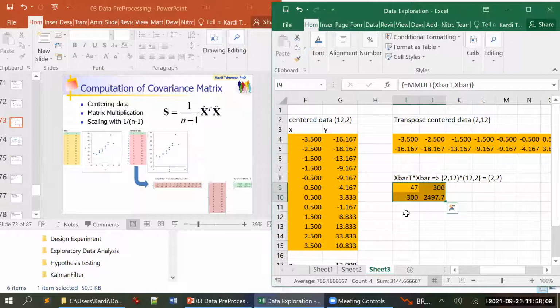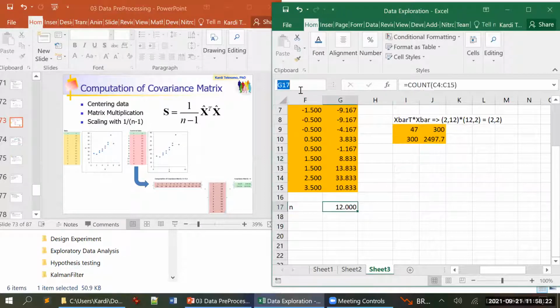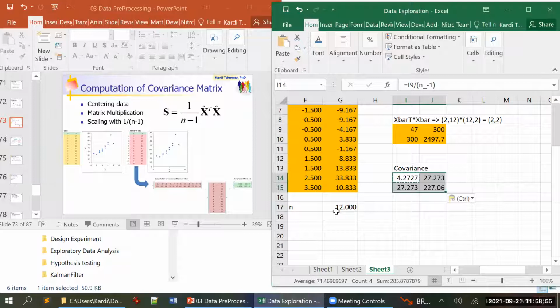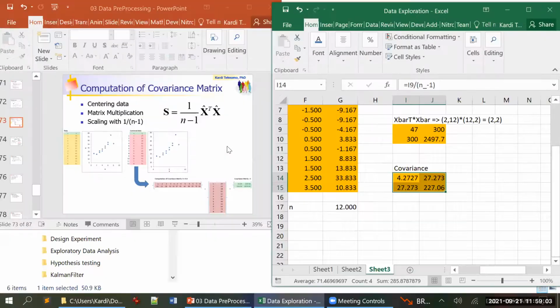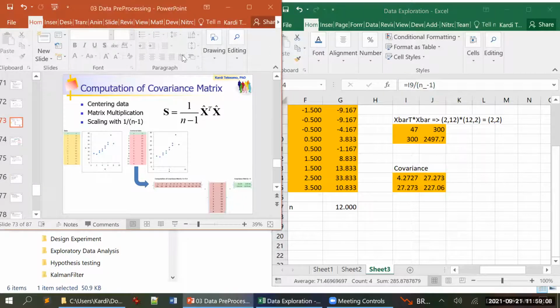But this is not yet covariance. To get the covariance, I need to divide this by n. Where's the n? Okay, let's call this n. To get the sample covariance, I got this X bar transpose times X bar divided by n minus 1. Okay, so this is the result of the covariance matrix. Is that correct?